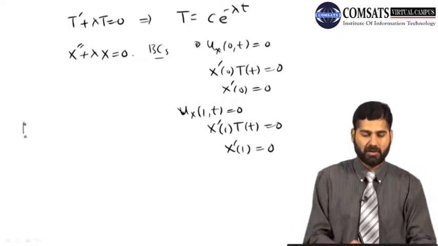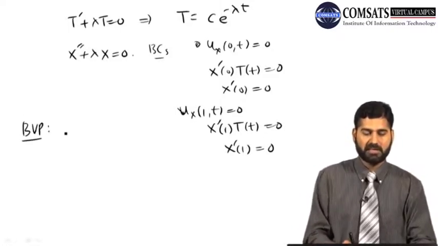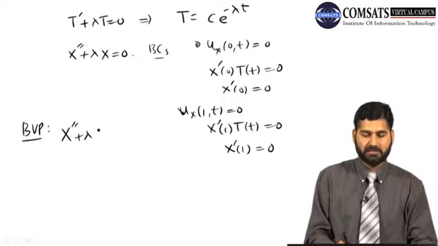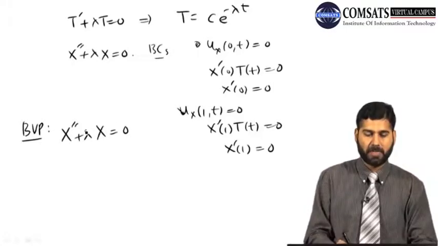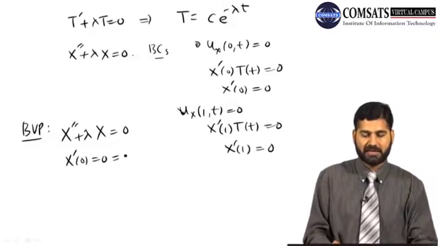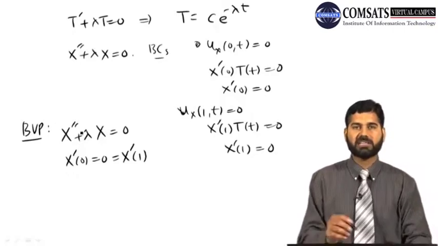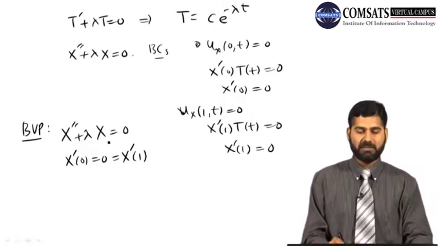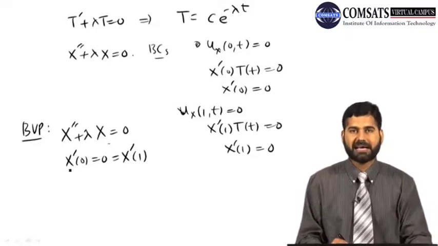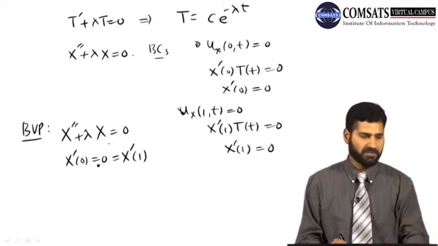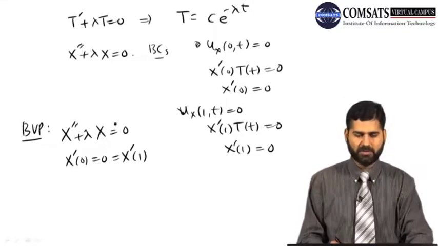So the boundary value problem that I got is x double prime plus lambda x is equal to 0 with x prime at 0 is equal to 0 and x prime at 1. So see, the only difference between this one and the previous one is that we have the same equation, but the conditions were x at 0 is equal to 0 and x at 1. Now the derivatives are equal to 0.